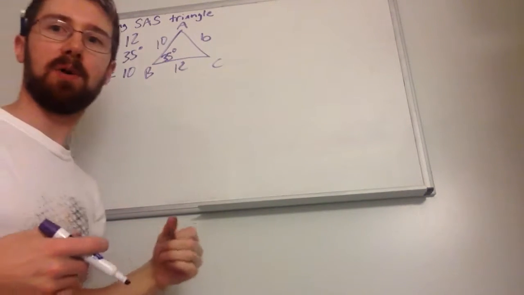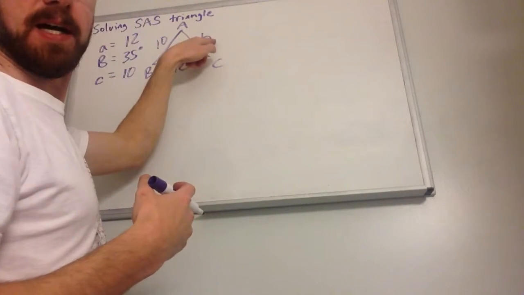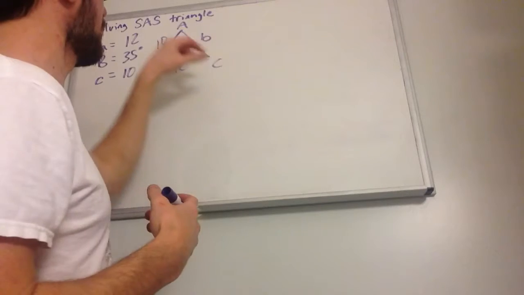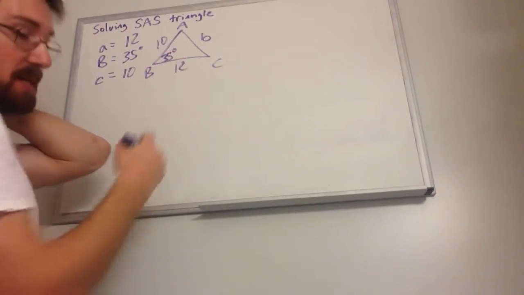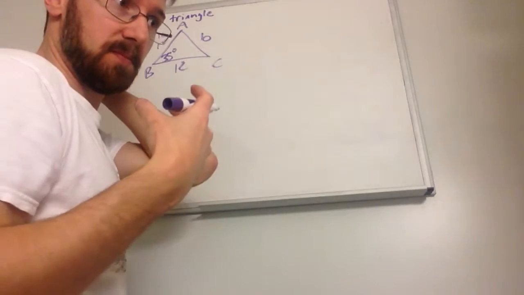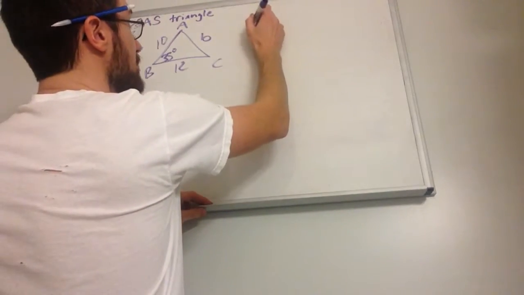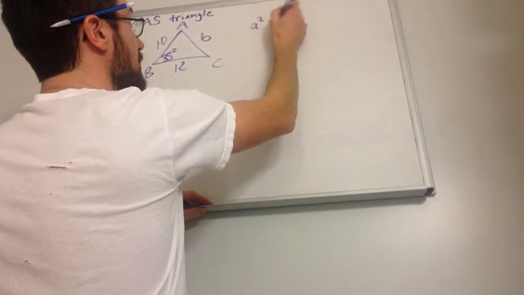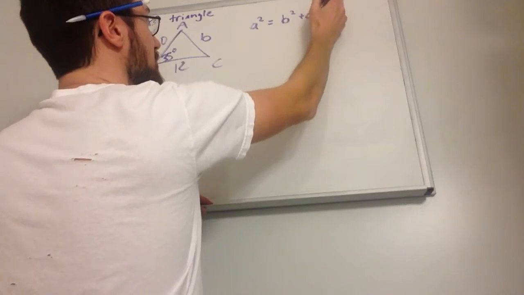First thing that I'm going to want to do with this is to figure out what this other missing side is. Once I have that, then I can figure out what the other two angles are. So for finding B, now our law of cosines that we're going to use this time is this. A squared is equal to B squared plus C squared.